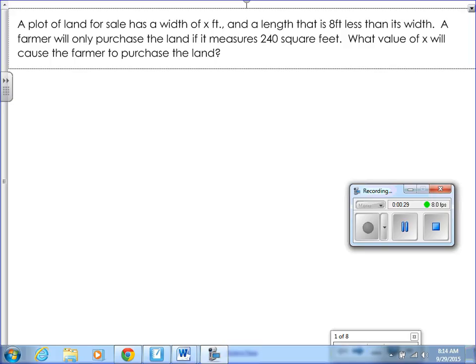reading the problem. A plot of land for sale has a width of X feet and a length that is 8 feet less than its width. A farmer will only purchase the land if it measures 240 square feet. What value of X will cause the farmer to purchase the land? Now, just reading that, you know where stuff goes. So, what shape is this land? It's going to be a rectangle, probably.